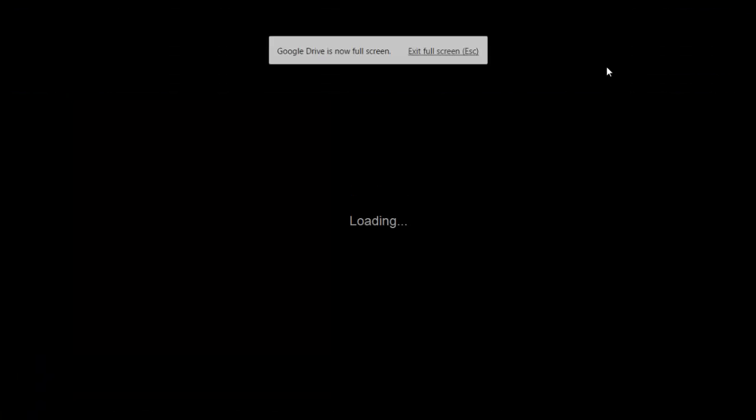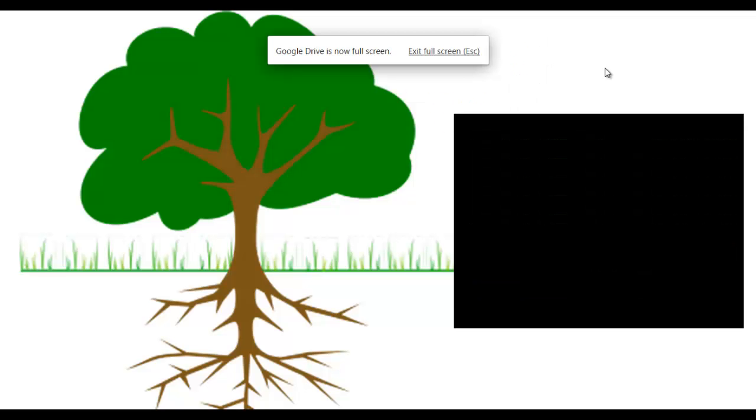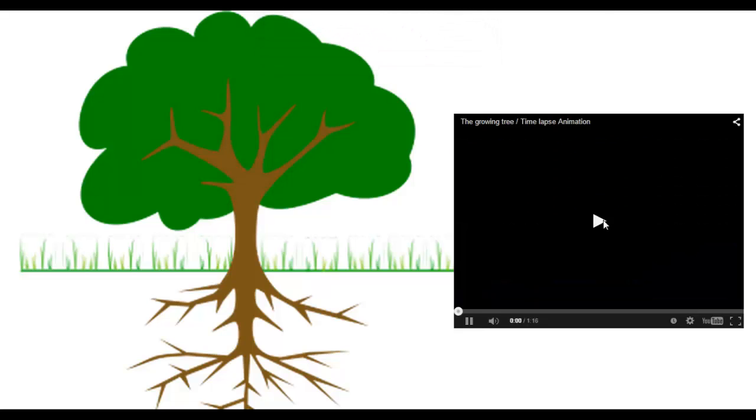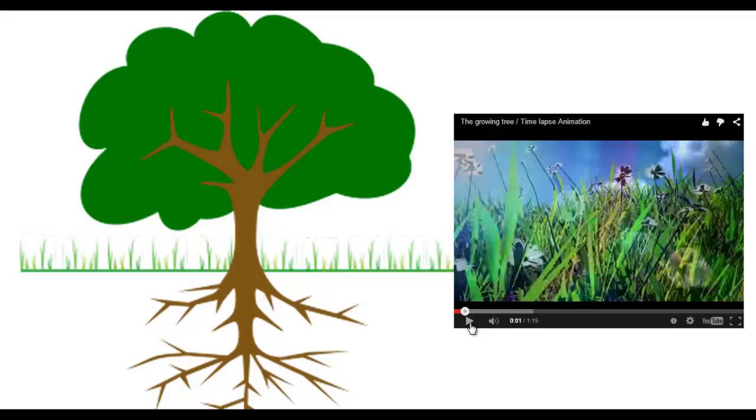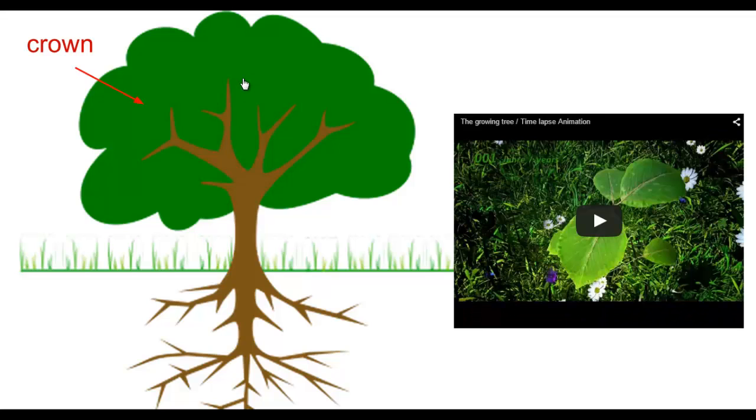Let's click on Present. I can now watch the video, discuss the video with my students. I can then click on the different areas of the tree. So let's say I click on this part, it points out the crown. I click on the trunk, it shows me the trunk. And I click on the roots, and it shows me the roots.